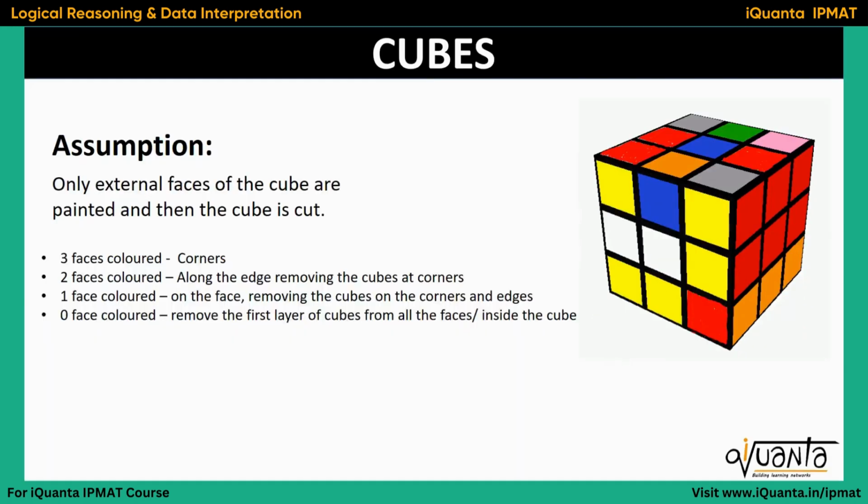So the first assumption in coloring of cubes is only external faces of the cube are painted and then the cube is cut. So if there's a question based upon coloring of cubes, first of all we'll paint all the external surfaces and then only we'll cut the cube into smaller pieces. Like in this cube we can see that all the surfaces have been painted first and then two cuts have been made along the length, two along the breadth and two along the height.